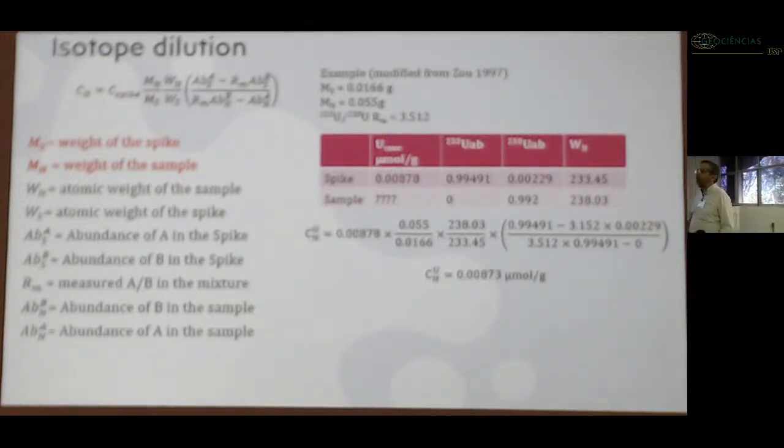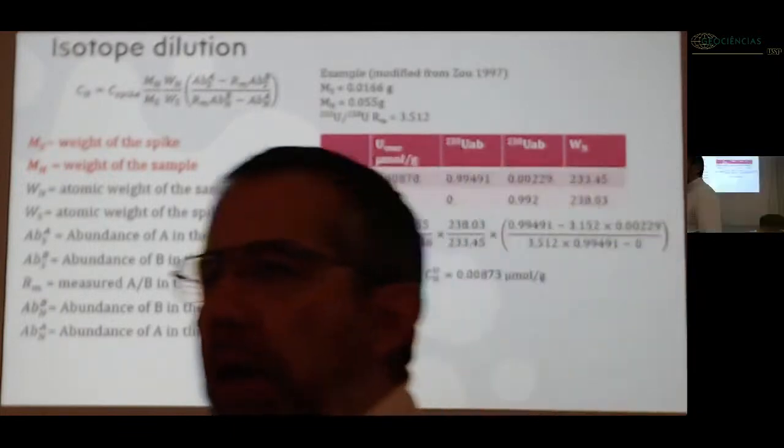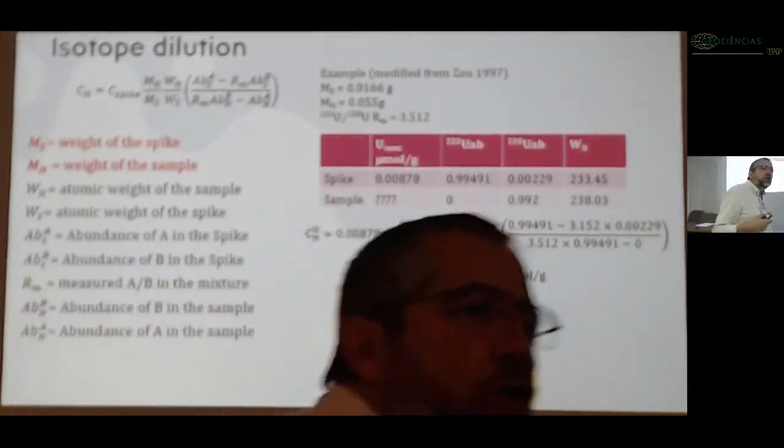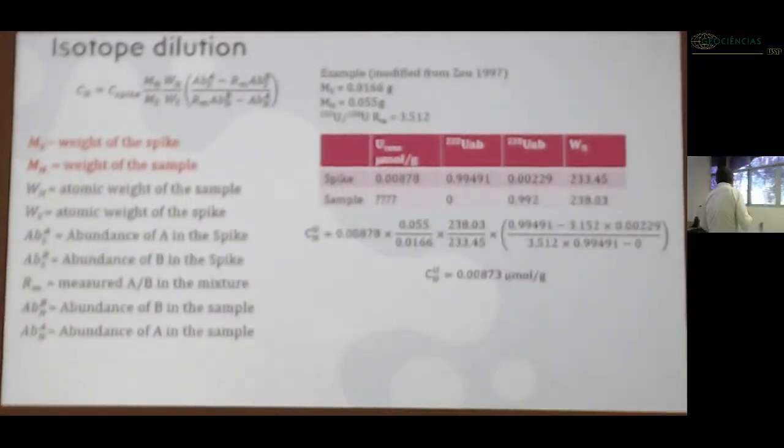We know how much sample we weighed, and just doing some maths, we can obtain a very precise concentration of uranium. And we can do the same for thorium, and then we can ratio the concentration. One advantage of this is that this is very precise.